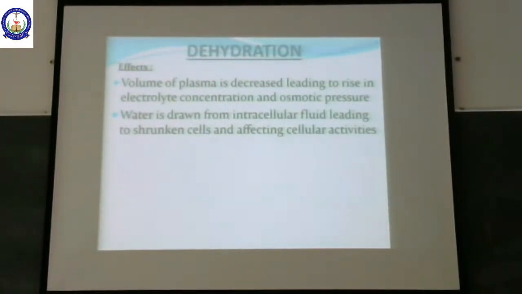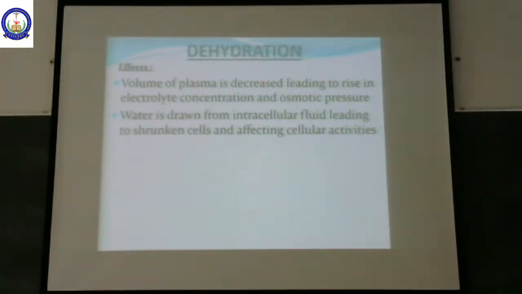I told you water always moves from a place of low pressure to high pressure, right? So from the RBCs, the water will move out of the cell into the plasma. We need to understand that there is a pressure difference, low pressure in the RBCs and high pressure in the plasma. So when the water moves from low pressure to high pressure, the RBCs lose water and as a result they become shrunken.